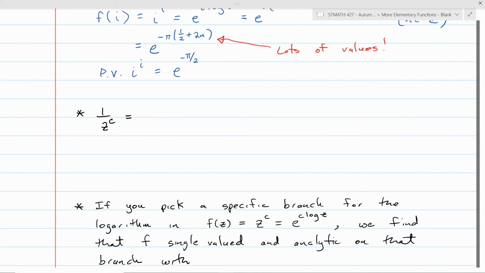One property that we can expect is that when you do 1 over z to the c, you're hoping that would just be z to the negative c. And it is, because when you look at the definition of things, 1 over z to the c is 1 over e to the c log z. But we already have this property for the exponential function, e to the whatever. We already know that e to the negative z is 1 over e to the z from a previous discussion. So I can write this as e to the negative c log z, which of course is the same thing as z to the negative c. So we do have this identity that we would hope to have.